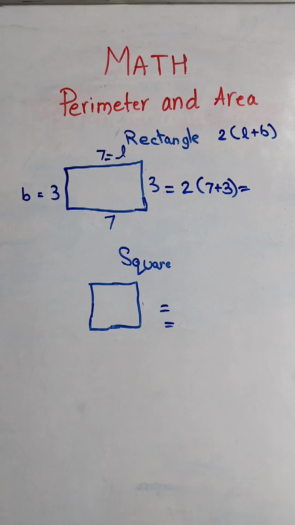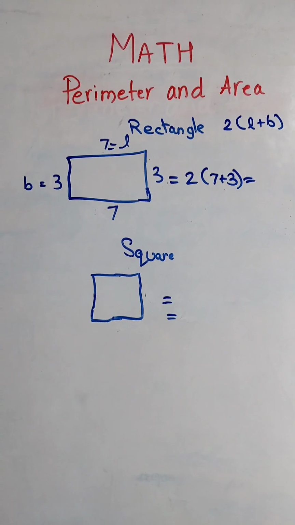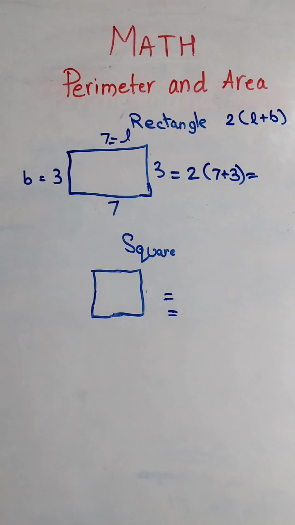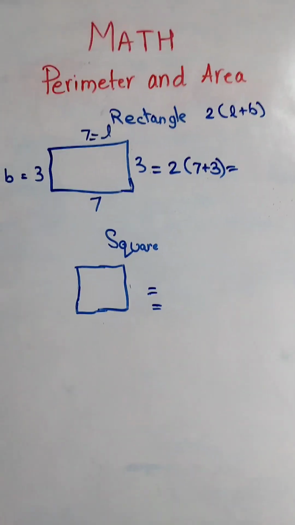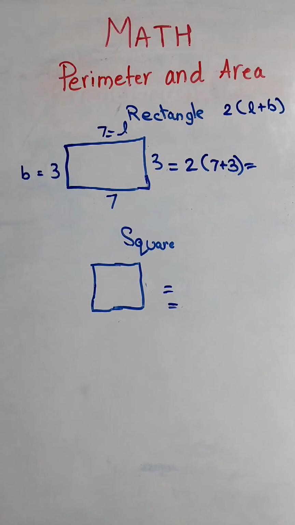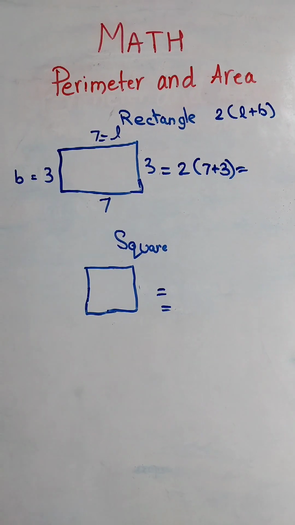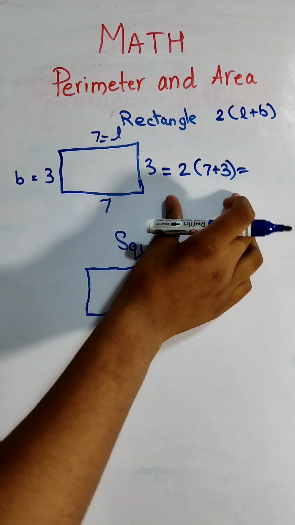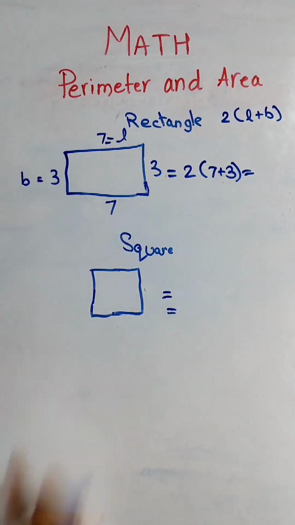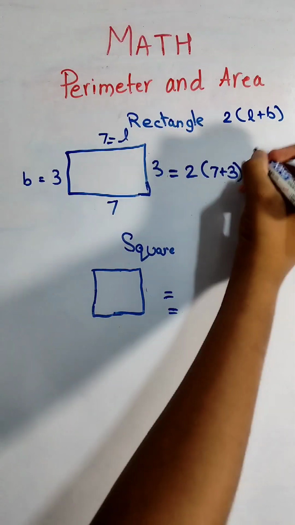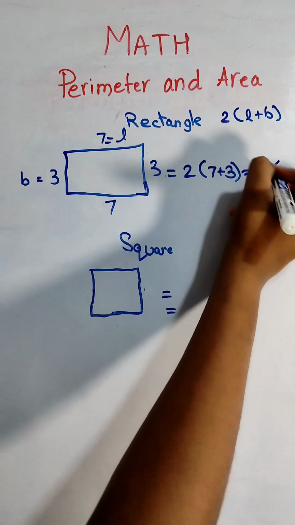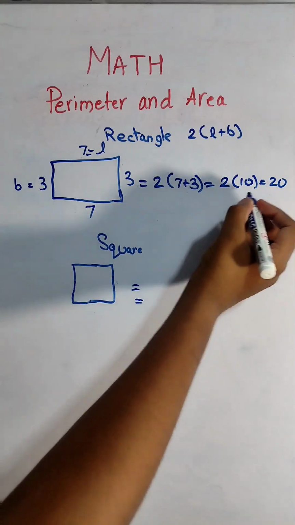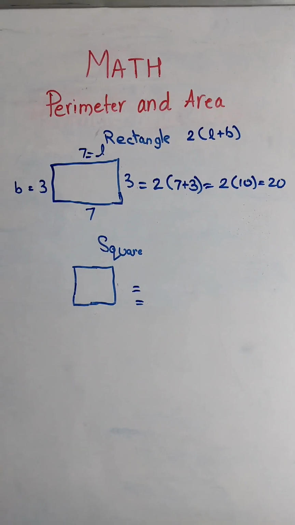Instead of writing 7 plus 3 plus 7 plus 3, we can write it in a simpler version in just 3 characters instead of the other one, which was very long. This is of course equal to 2 into 10, which is equal to 20. This is an example for a rectangle.